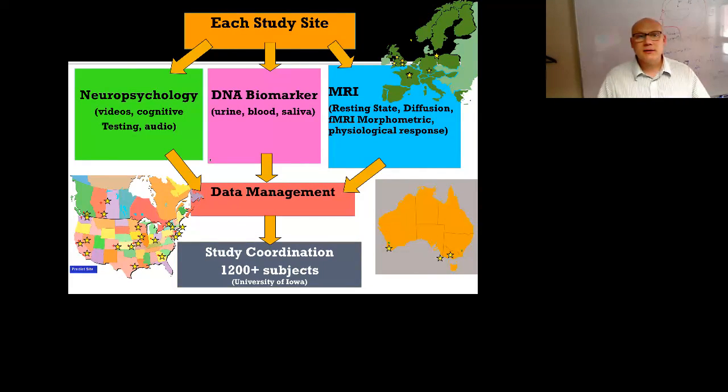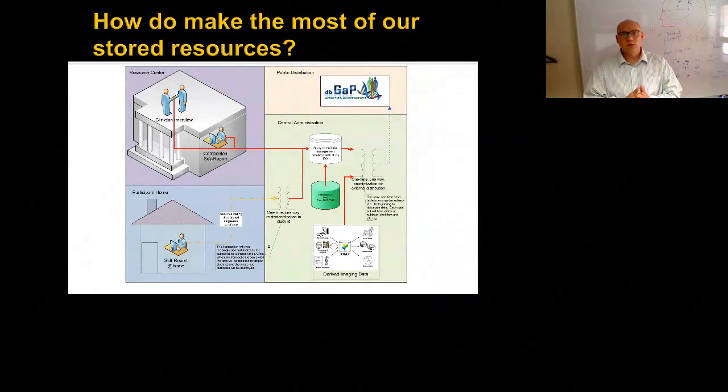All these different kinds of data that we collect are then centrally located here at the University of Iowa, curated, cleaned, and then redistributed back to many of the sites for data analysis. And currently we have more than 1,200 subjects in the study that has been going on for 14 years now. So this is a lot of data on many different sites, and this plot shows how we make the most use of our stored resources.